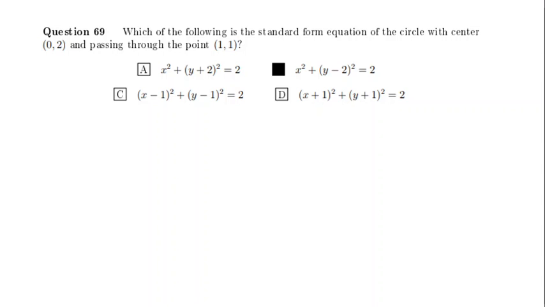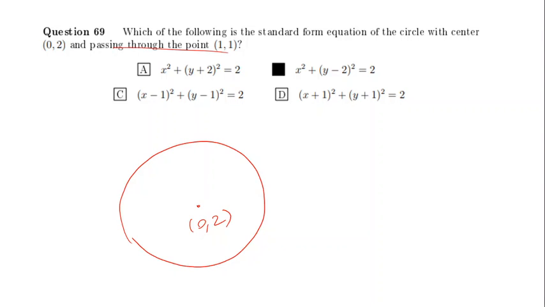Which of the following is the standard form equation of the circle with center 0, 2 and passing through 1, 1? Now, we have the center 0, 2, and there's a point on the circle. Passing through means it's on the circle. So it's 1, 1. The circle is passing through this point. Now, this is the center. So it's asking for the standard equation.